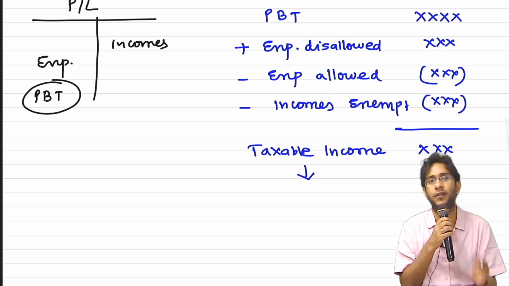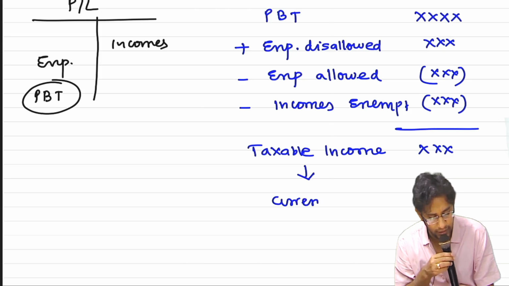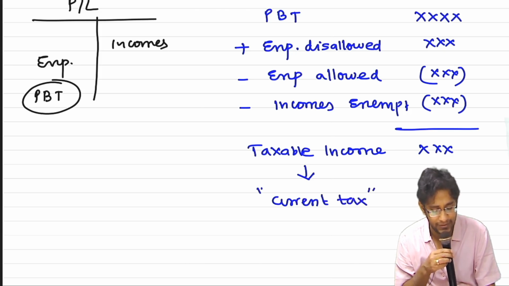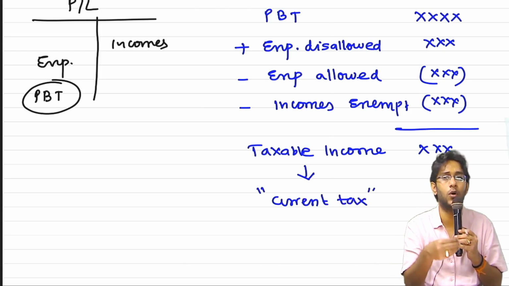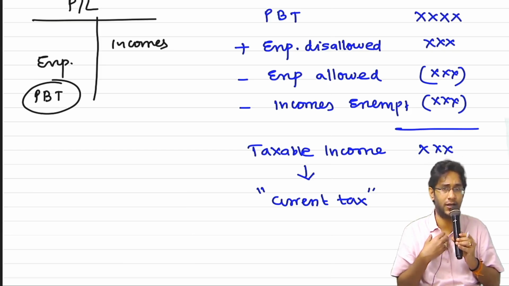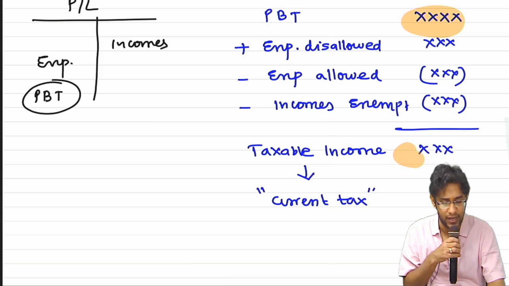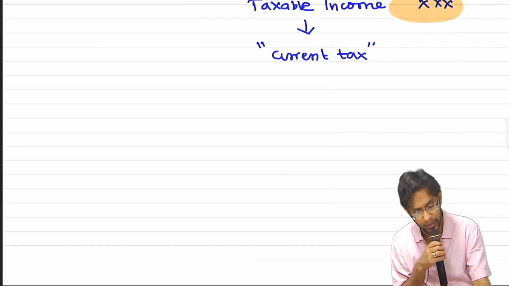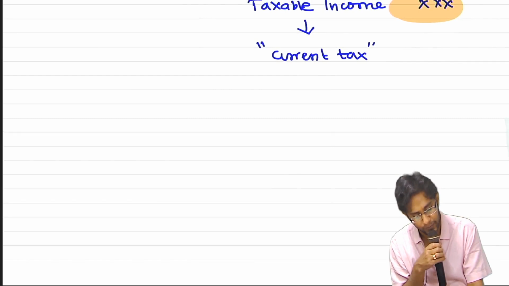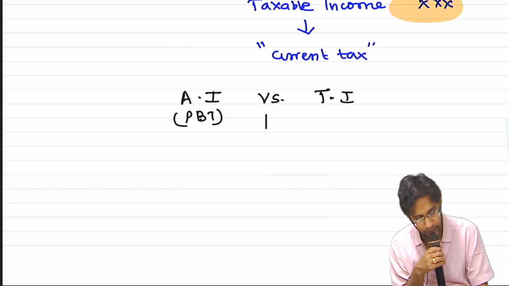That normal provision for tax amount, whatever you compute when you apply your tax rate on this taxable income, is called current tax. Current tax for all purposes basically means, according to the income tax laws, how much amount you have to pay as tax in a particular financial year. Obviously, there will be a gap between the profit before tax and the taxable income. In AS 22, we talked about accounting income, that is your PBT, versus taxable income.